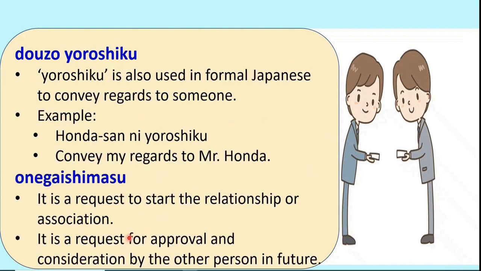Yoroshiku is also used in formal Japanese to convey regards to someone. For example, Honda-san ni yoroshiku means convey my regards to Mr. Honda. And the last phrase is onegaishimasu. Onegaishimasu is a request to start the relationship or the association. It is a request for approval and consideration by the other person in future.